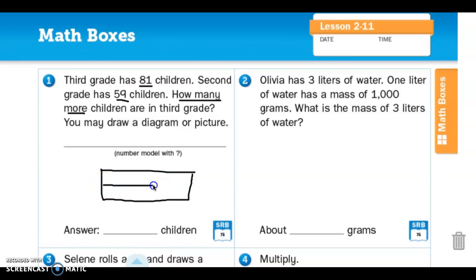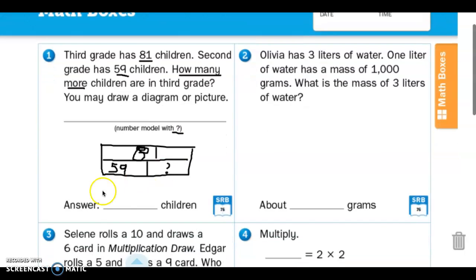maybe you use whole part, and 3rd grade has the most at 81. Oh, that was a bad 8. 81. And 3rd grade has, or 2nd grade, oh my goodness. 3rd grade has 81. 2nd grade has 59. And what's that difference? How many more would 59 need to get to 81? What's the difference between the two? Write your number model with a question mark. Then you have your answer, and they already put the label.